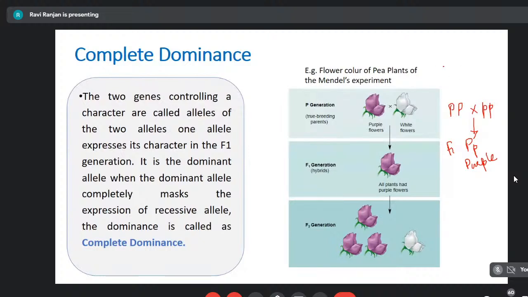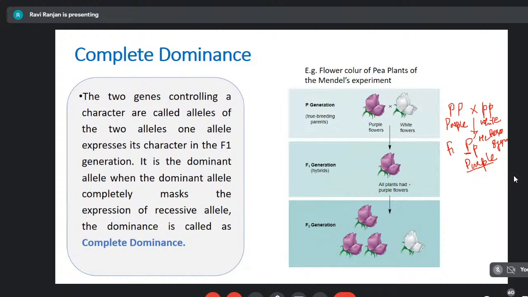Whenever something occurs between genes located at the same locus, we represent them with the same alphabet. For recessive, we keep lowercase; for dominant, we keep uppercase, right? When the lowercase and uppercase alleles come together, this state is called the heterozygous condition. In the heterozygous condition, the gene responsible for the purple color completely masks the expression of the other.